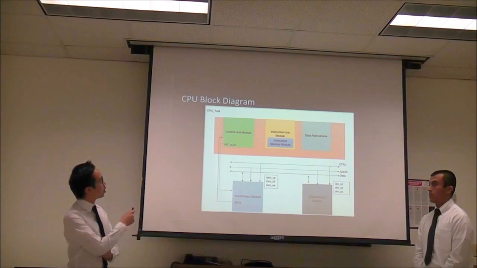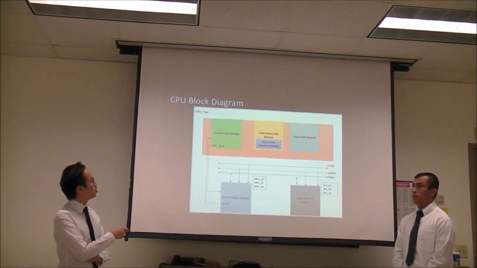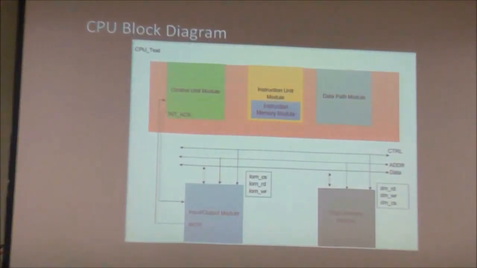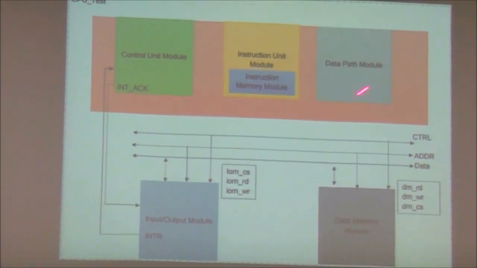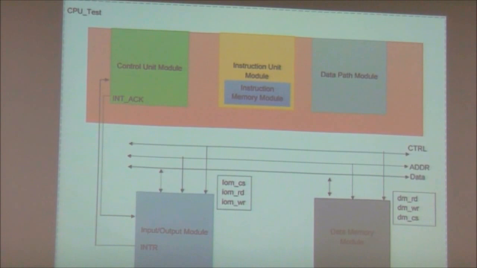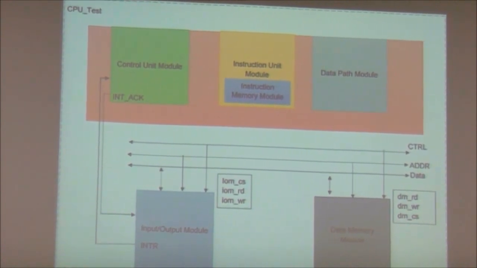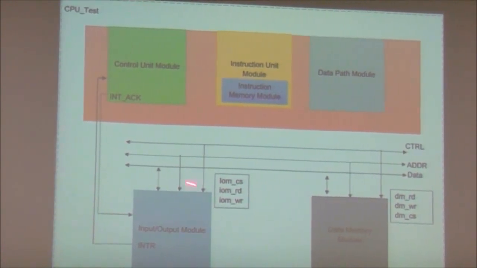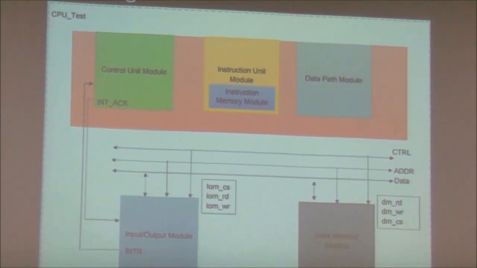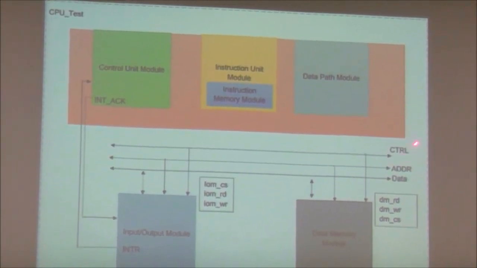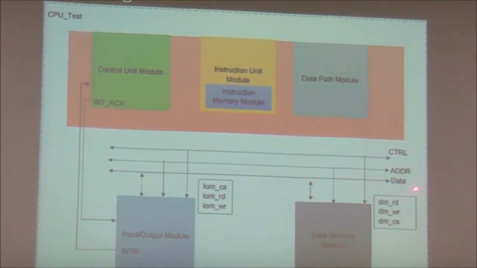So now we're on to our CPU block diagram. In the CPU block diagram, we essentially have, in this pinkish salmonish rectangle, our CPU module, and it shows how it interconnects with the input-output module and the data memory module. There are three important buses right here, which are the control, address, and data buses.